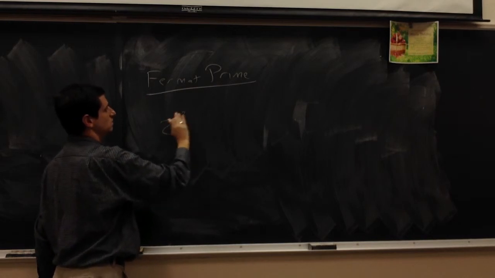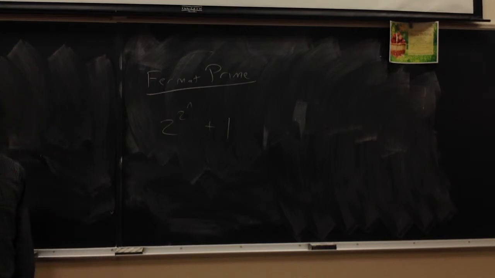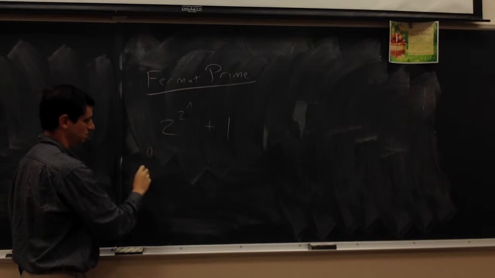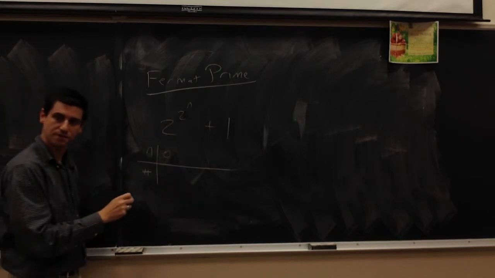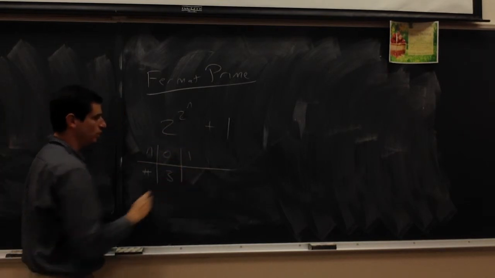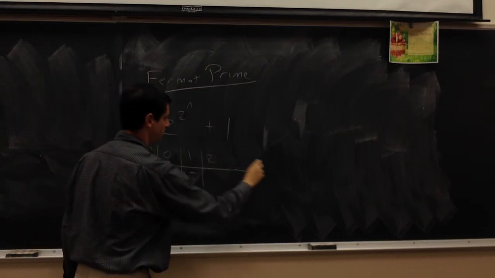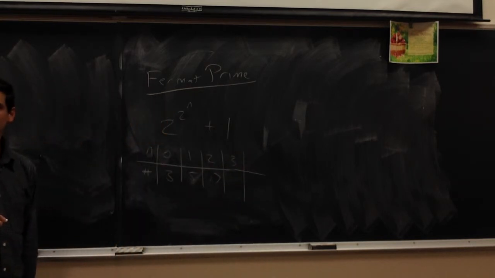So the question is, for what values of n is 2 to the 2 to the n, plus 1, prime? What's the simplest value of n to check? 0. And when I take n equals 0, what do we get? When n is 0, we get 2 to the 0 is 1, so we get 3. When n equals 1, what do we get? 5. When n is 2, what do we get? 17. When n is 3, what do we get? 2 to the 8.